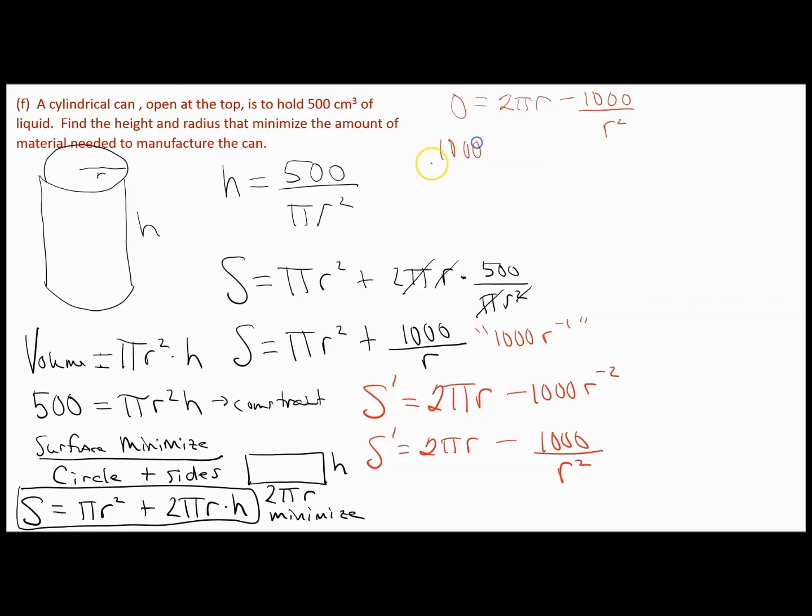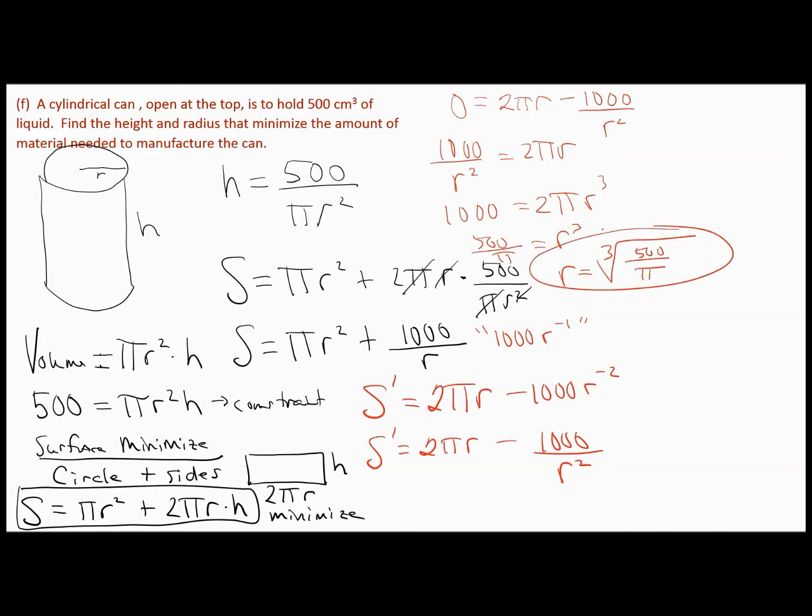So 1,000 over r squared is equal to 2 pi r. Multiply both sides by r squared. So 1,000 is equal to 2 pi r to the third. I divide both sides by 2, and I get 500 over pi is equal to r to the third. I take the cube root, so r is equal to the cube root of 500 over pi. Okay, I'm going to circle that so I can find it later. Now, is this derivative undefined anywhere?